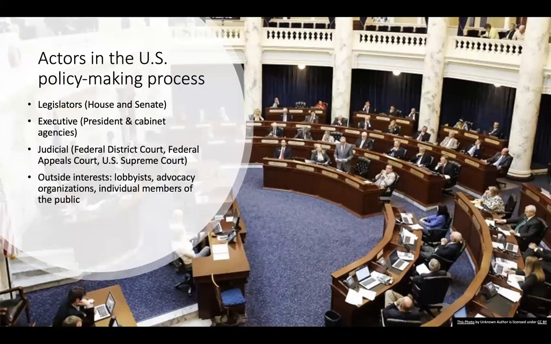There are four main actors involved in the US policymaking process. You have legislators in the House and the Senate. You have those that are in the executive branch, which would be the president and cabinet agencies. You have the judicial branch, which would be federal district courts, federal appeals courts, and the US Supreme Court. And then you have those individuals involved in outside interests, such as lobbyists, advocacy organizations, and individual members of the public.